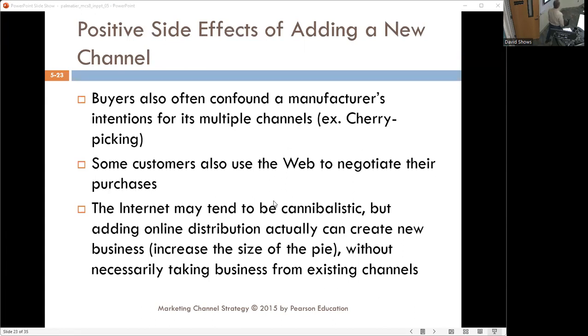It might increase the pie if you add online distribution. And the pejorative word is if. Without necessarily taking business away from existing channels, but the answer is maybe. All right. The rule of thumb is that consumers will exploit channels given the opportunity. And you know what? Why not? Okay. More choices generally are better.